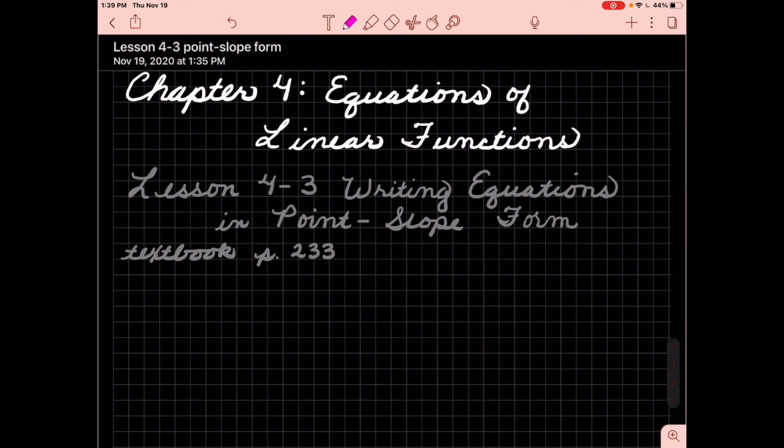Hi guys, this is Chapter 4, Equations of Linear Functions, Lesson 4.3, Writing Equations in Point-Slope Form.